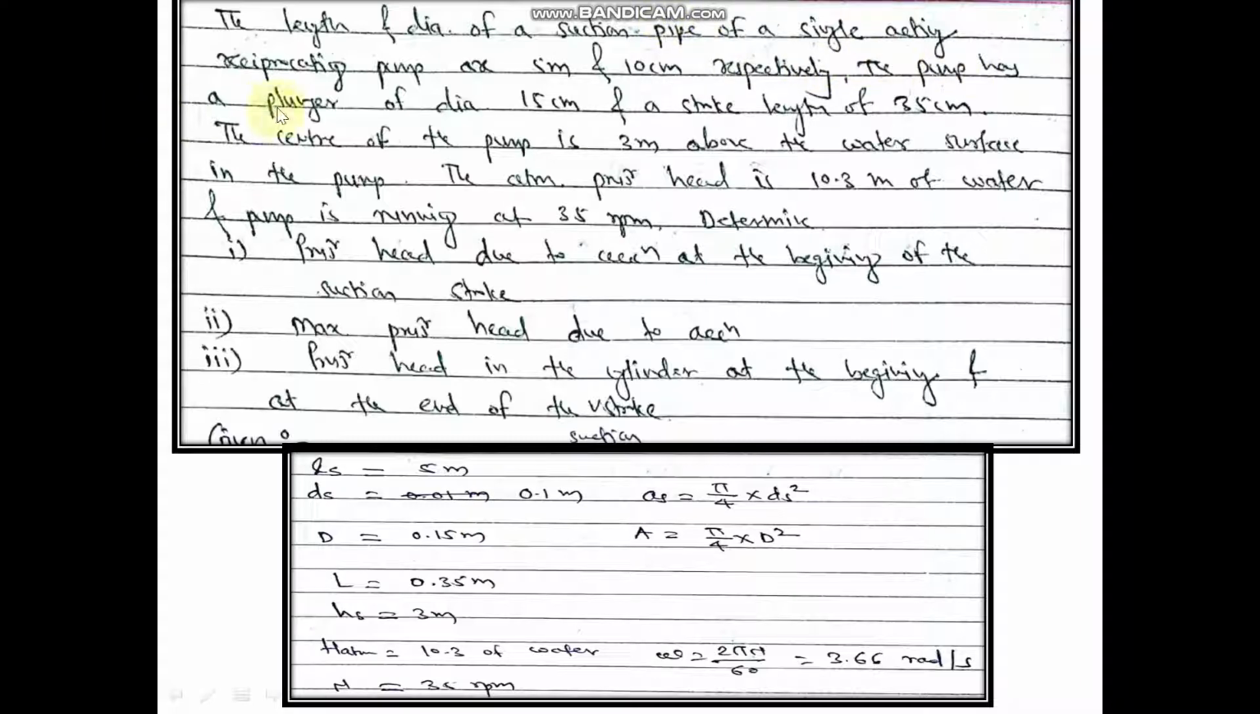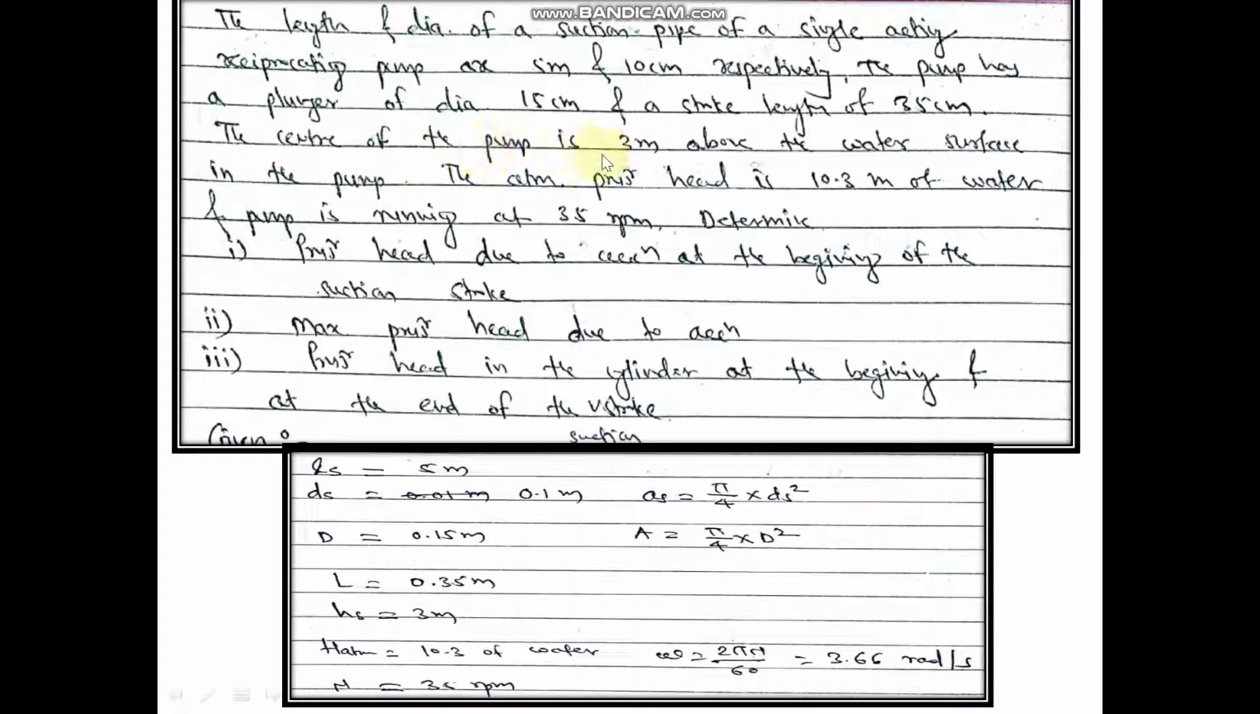The pump has a plunger of diameter 15 centimeter. Diameter of the piston or plunger is given 15 centimeter. So diameter of piston is 0.15 meter. Stroke length of 35 centimeter. Capital L is 0.35 meter.